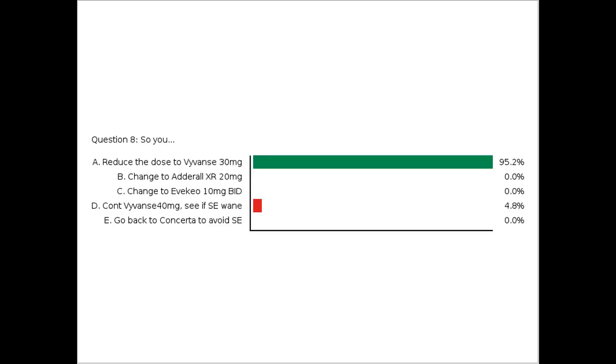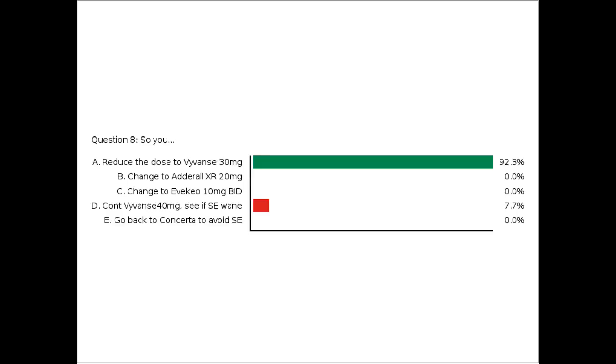All right. So it sounds like y'all really favored going to 30, and I think that we meant for that to be fairly obvious that splitting the difference would be a good idea. It's what the other content advisors would have done as a first line. But I will say that the 4.2% of you who said continue the 40 milligrams and see if the side effects wane, side effects are inversely proportional to time sometimes, and they will get better over a few weeks. And so that answer I don't think is necessarily incorrect.